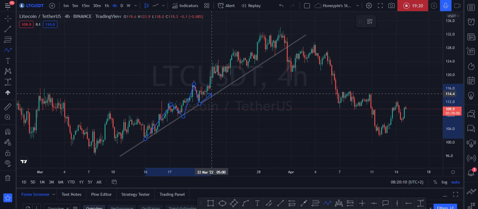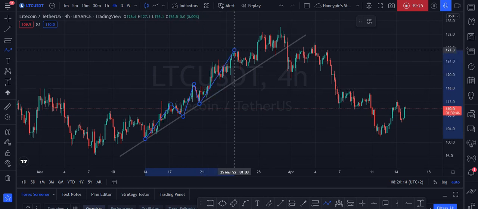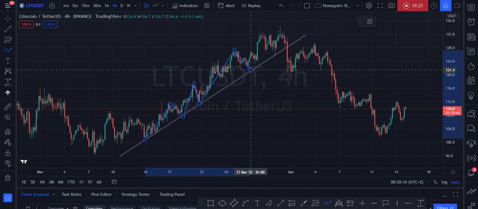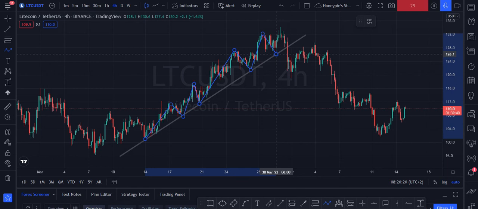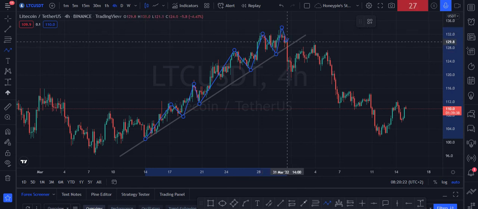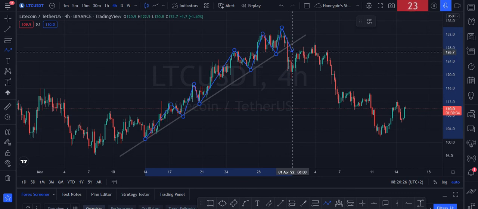So this trend line is serving as a support. Each time price got to the trend line, it bounced off and moved. Each time price got to it, it bounced off. So anytime it breaks this zone, it is now invalid.